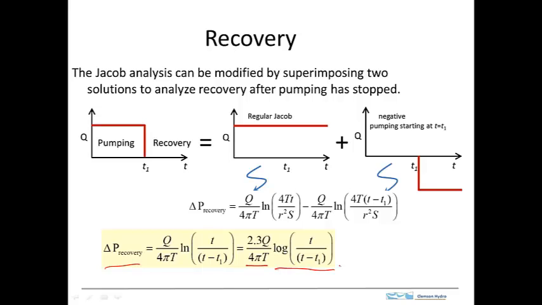Okay, so what does that mean? Well, what it means is that during recovery, if we plot the data on the semi-log axis, but instead of plotting it with respect to time like we did during pumping, if we plot it with respect to t divided by t minus t1, then it will form a straight line, and the slope is that.